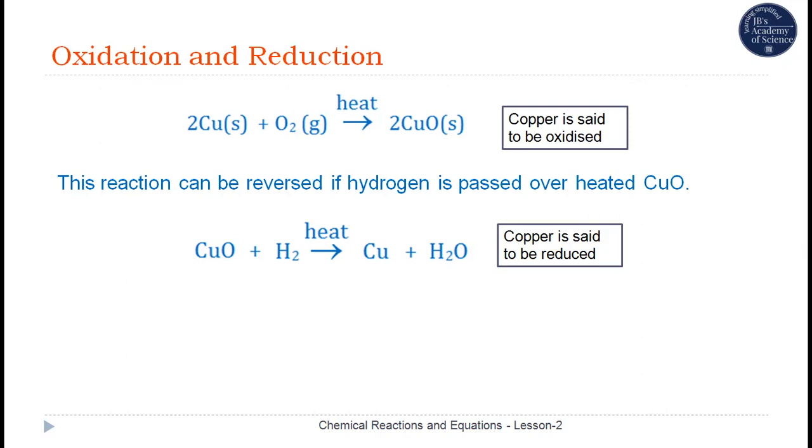Now this same reaction can be reversed if hydrogen is passed over copper oxide in presence of heat. Copper oxide plus hydrogen in presence of heat, it will decompose into copper, and hydrogen will combine with the oxygen in copper oxide to form water. Here, copper loses oxygen. We say copper is reduced.